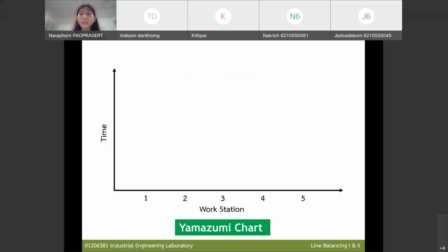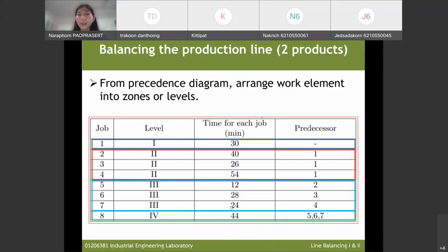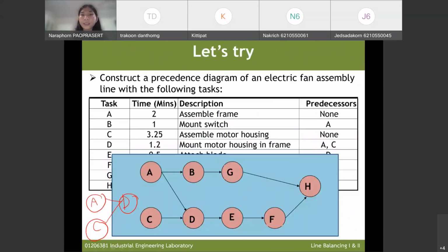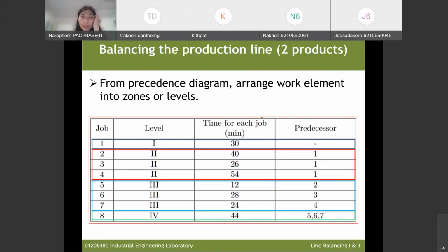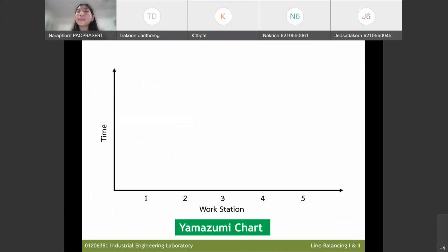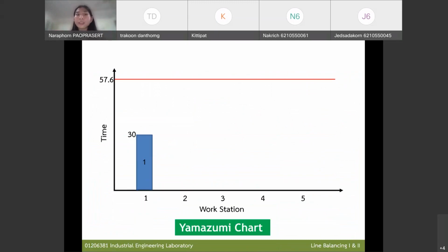The information that we are going to use is the time in this column and the precedence diagram here. So in order to select the task to be in your first station, you just have to select from the tasks in level 1, like the first task that you can start without waiting for anyone. So from the precedence diagram, that task is only task number 1, right? So task number 1 takes 30 minutes. So you can place task number 1 here, which takes 30 minutes. The maximum time is 57.6, so you can have more tasks here that are still going to make it less than 57.6.